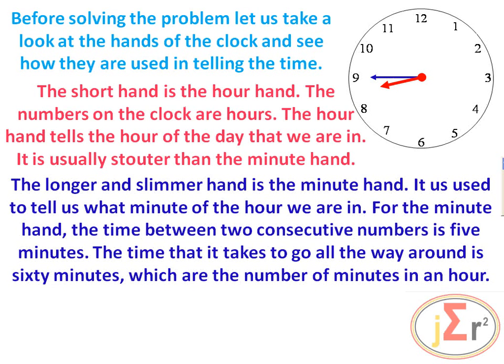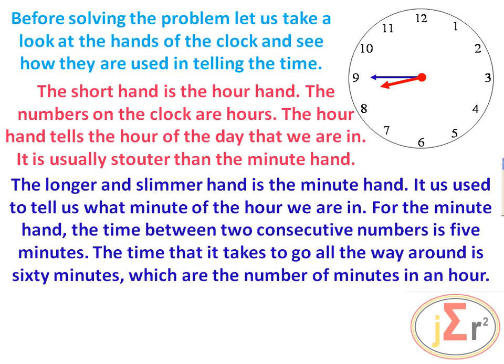For the minute hand, the time between two consecutive numbers is equal to how many minutes, Jerry? 5. 5 minutes. So if the minute hand travels from 5 to 6, how many minutes will that be? 5. And if it travels from 10 to 11, how many minutes will that be? 5. Right. The time that it takes to go all the way around is 60 minutes, which are the number of minutes in an hour. So the hand will take 60 minutes to go all the way around the clock.